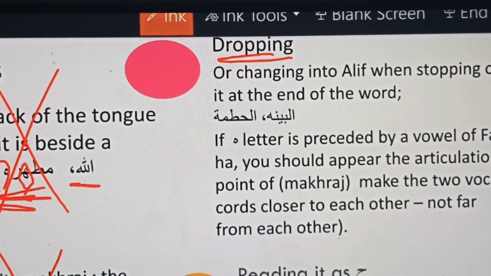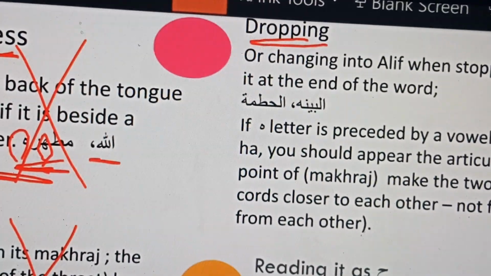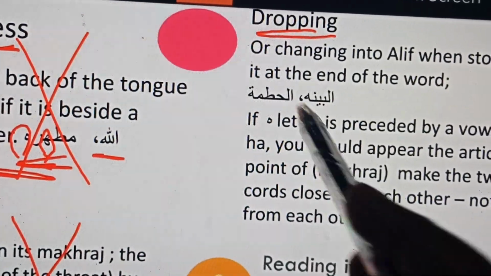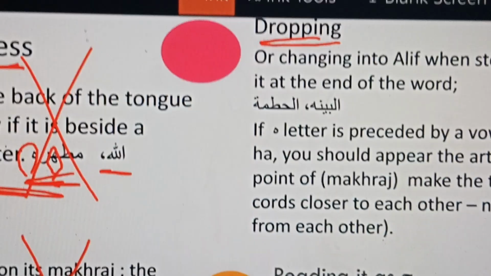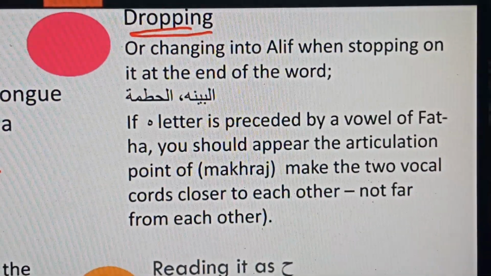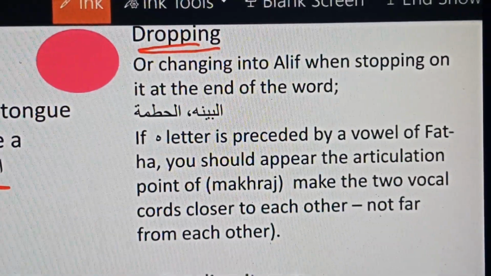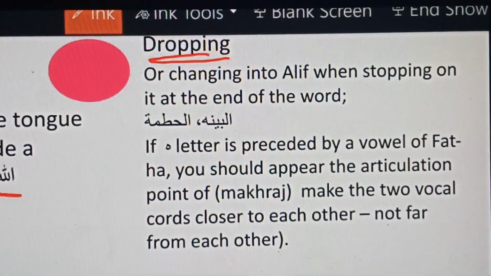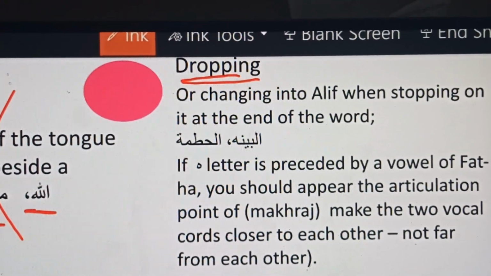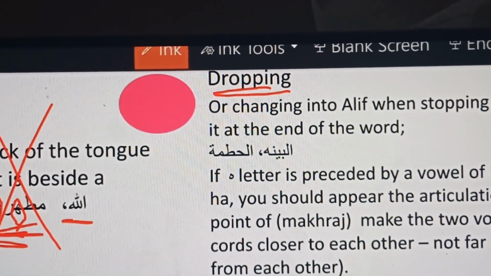Like the word al-bayyina. The word is al-bayyina. You see, when I stop the ha, the end of the ha sound is disparate, okay? This is from the mistakes.